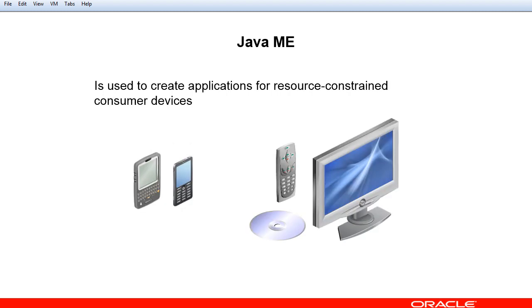Java Platform Micro Edition, commonly referred to as Java ME, is used to create applications for consumer devices that are constrained by resources. For example, you can use the Java ME JDK to create a game that runs on a cellular phone. Blu-ray disc Java applications and Java TV use the same SDK as Java ME.